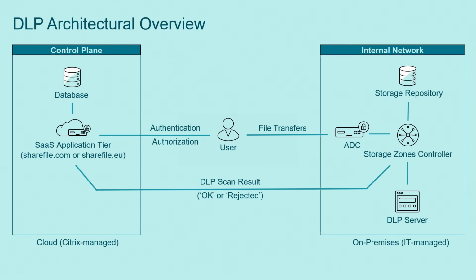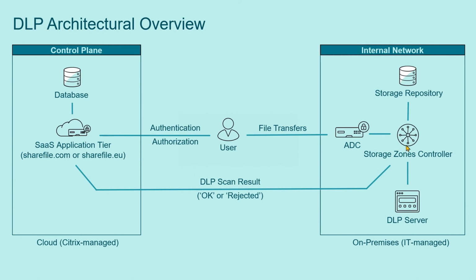But a typical upload will begin with a user authenticating with the control plane using SAML-based authentication or Citrix managed credentials, as we discussed earlier. They are then authorized to upload the document in a folder where they have the relevant permissions. But at that point, the actual file transfer will occur between the user and the storage zone controller. Optionally, you can have an ADC in the environment to improve performance and security, but it's not absolutely required.